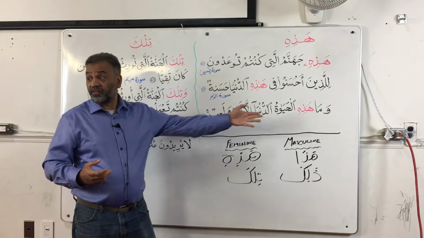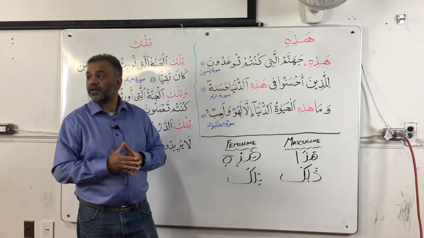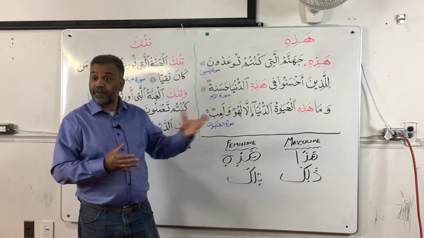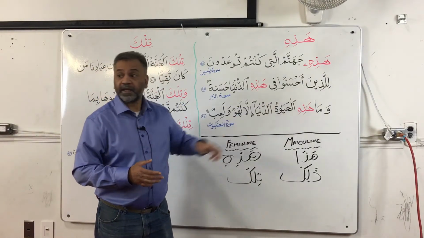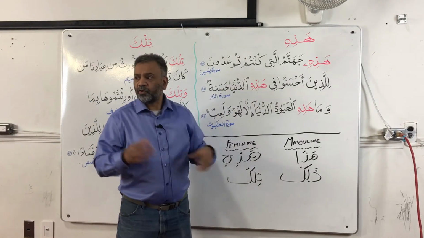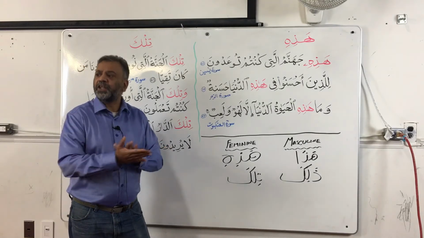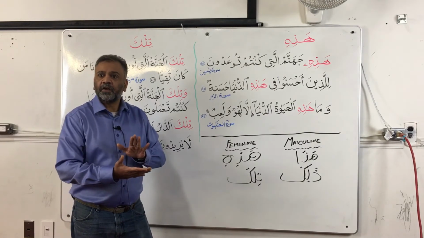This worldly life, hazihi hayat. What is hayat? Life. It is feminine gender. You see the ta marbuta at the end. Now, dunya and jahannam, you don't see the ta marbuta, but they are feminine. And how do we know that? The dictionary will tell us.